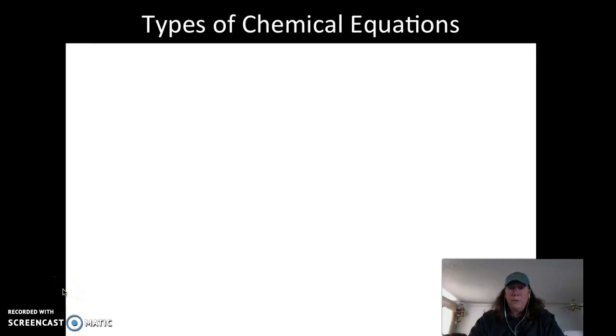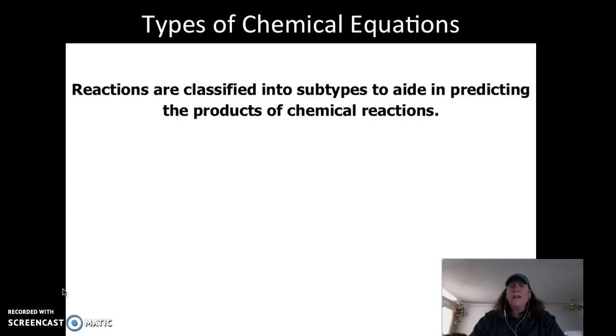The next part of chapter 8 deals with types of chemical equations. Now remember, a chemical equation represents a chemical reaction. So we're going to look at the different kinds of reactions, and there's 5 basic types. There's a lot more when you get into other parts like organic, but in general chemistry, there's 5 different types, okay?